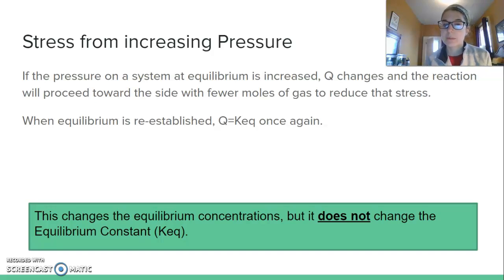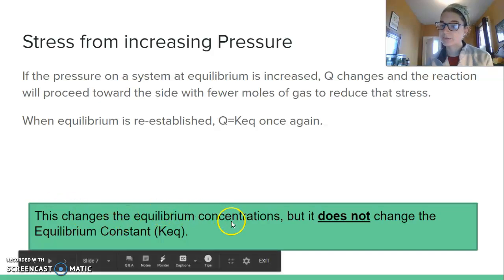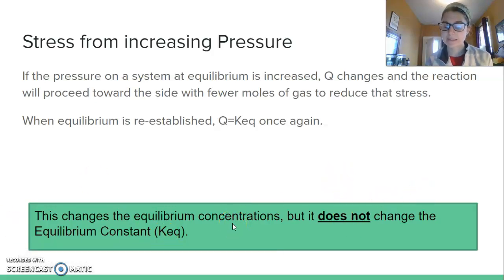So when equilibrium is reestablished, Q will equal K once again. So this changes the equilibrium concentrations, but does not change the equilibrium constant. Remember, the constant is a relationship between a numerator and denominator, products and reactants. So those concentrations might change, but the overall value does not change. It's kind of like how 1/2 equals 2/4. Even though the numerator and denominator aren't the same, they both equal the same value, 0.5.